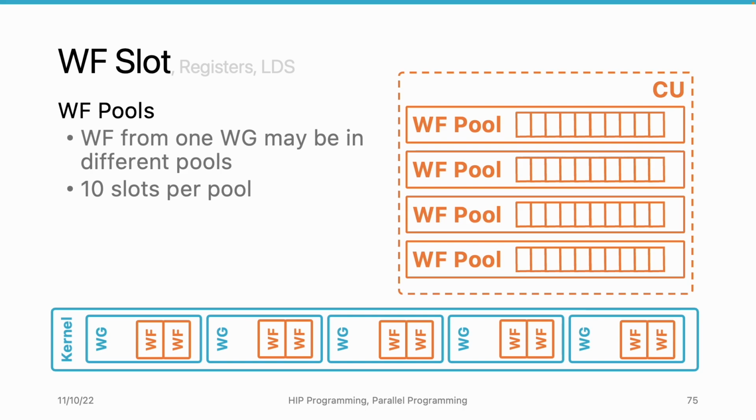We may have one hardware register for execution mask, a PC register, a VCC register, an SCC register, and also an instruction buffer. It's just the resources to keep track of the execution of one wavefront. Wavefronts from one workgroup may be located in different pools, and the capacity of the compute unit determines that in each compute unit, there can be at most 40 wavefronts.